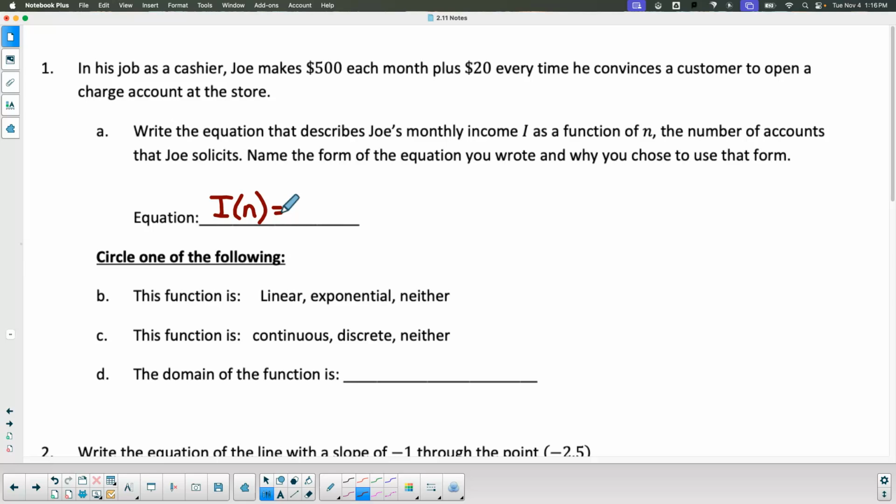So would that be a plus or a minus? That'd be a plus because he's adding to his income, right? So somebody give me an equation, I of n equals what? Out of what we just said. Is it linear or is it exponential? Linear, right? Okay. So would it be easiest to go point-slope, slope-intercept, or recursive?